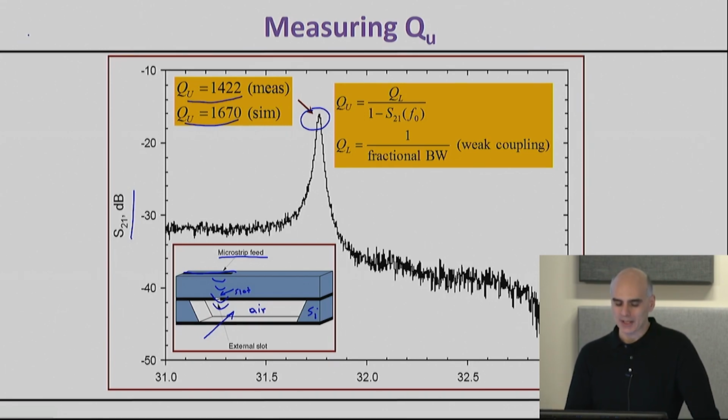In this picture that you see here, I don't show you the output, but there is obviously another output line here with exactly the same slot through which the energy goes. So in other words, the energy comes from the input, it weakly couples in and comes out, and this is the S21 measurement that we're making here.